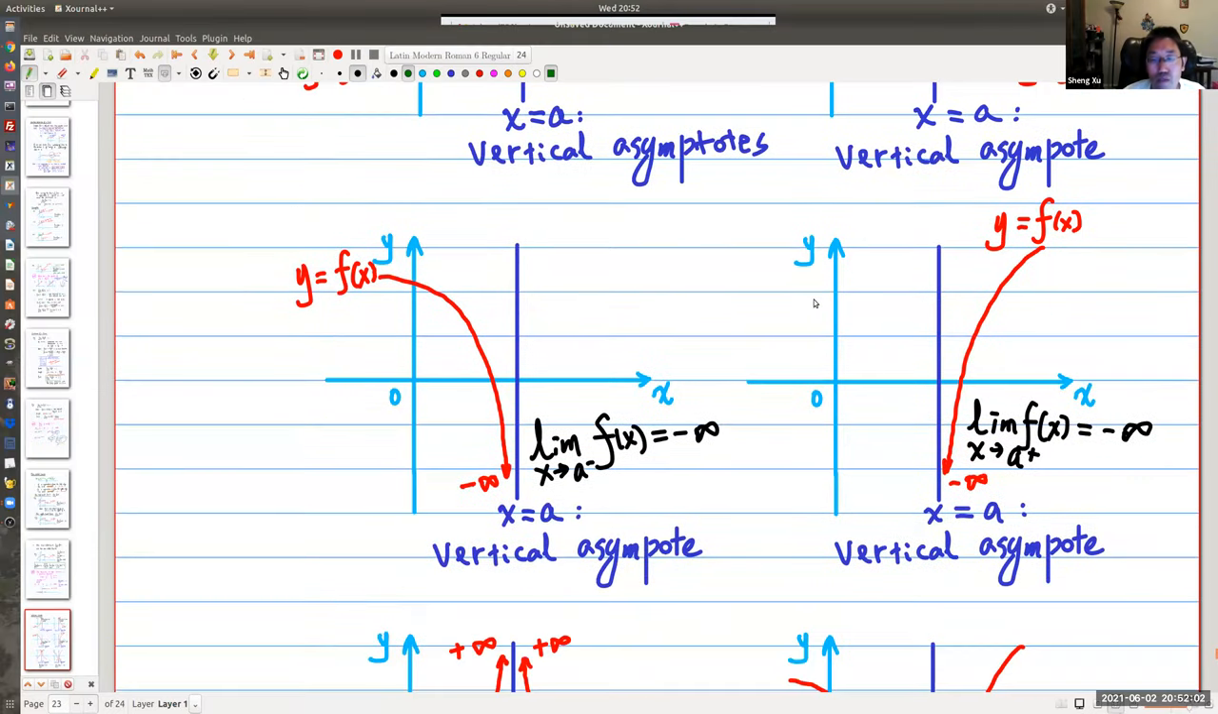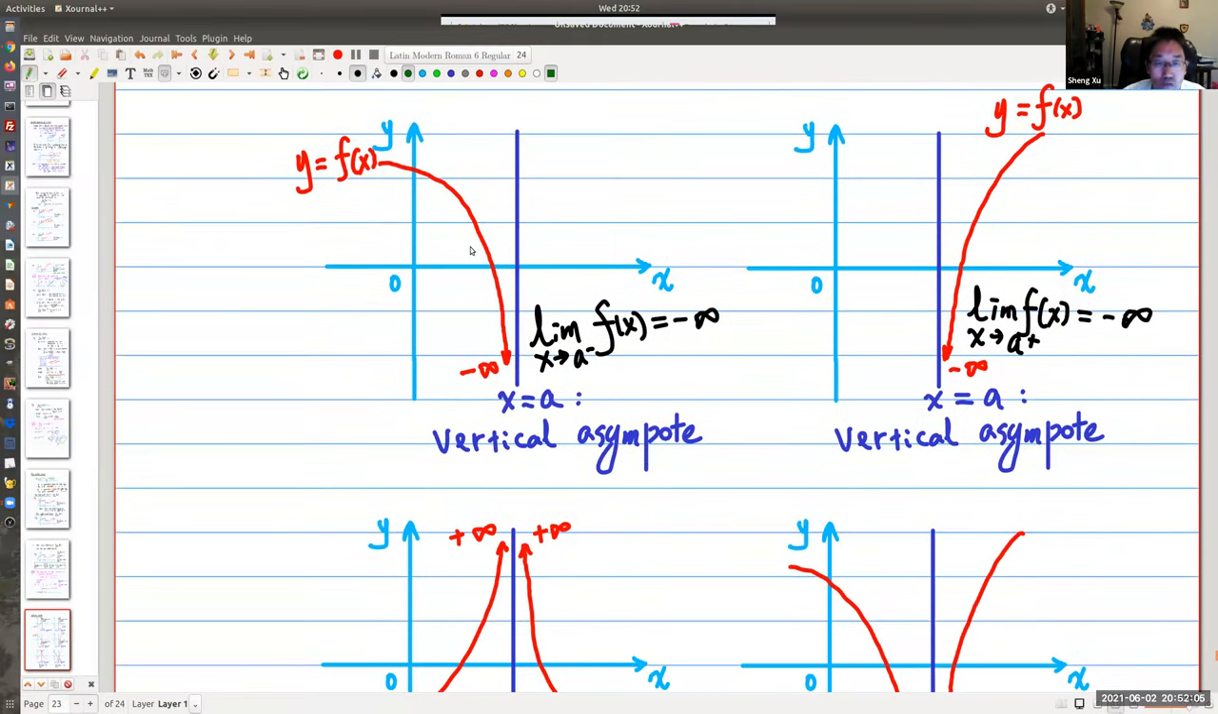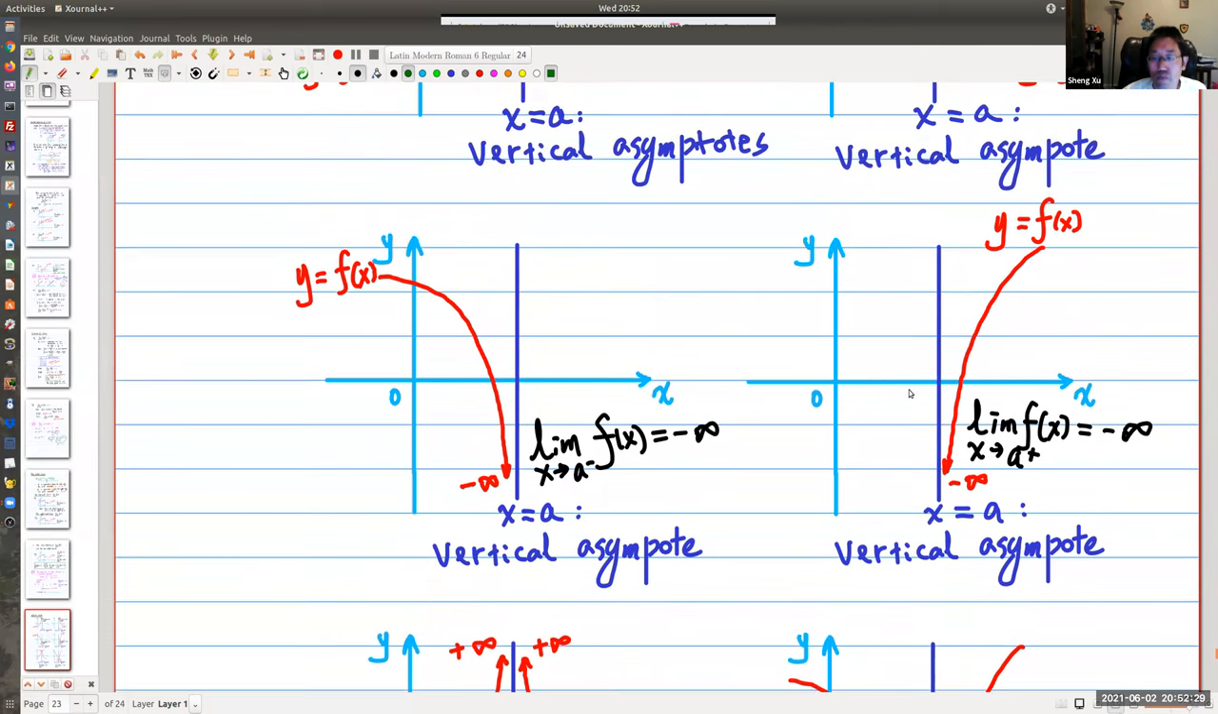And similarly, this is very similar stuff, right? If x approaches a from the left and the function value of f of x approaches negative infinity, then we say the limit of f of x as x approaches a minus is equal to negative infinity. Again, x equals a, this vertical line, is a vertical asymptote. And similarly, if you let x approach a from the right and the function f of x approaches negative infinity, then we write down the right limit of f of x is equal to negative infinity. Again, this is a vertical asymptote.